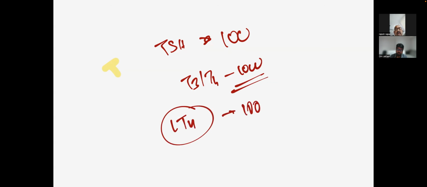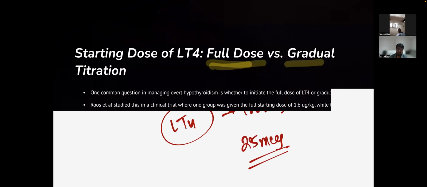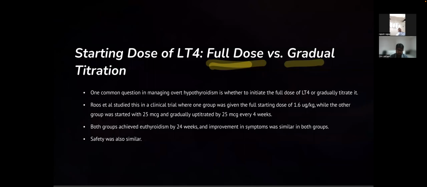Would you start this patient on levothyroxine? Remember, we treat this patient with levothyroxine. So you start this patient directly on levothyroxine of, let's say, 100 microgram, or would you start this patient on 25 microgram and then gradually increase the dose? Okay. So the answer to this is, right, there was a study which was done by Roos et al. In fact, this is the seminal paper on this, where they compared, in patients with overt hypothyroidism, full therapeutic dose, and full therapeutic dose is defined as 1.6 to 1.7 microgram per kg. Right?